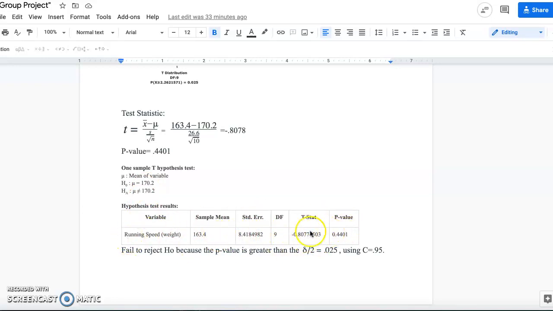And since we would fail to reject the H0 because the p-value is greater than the alpha, which is 0.025, using the confidence interval of 0.95. This is it.